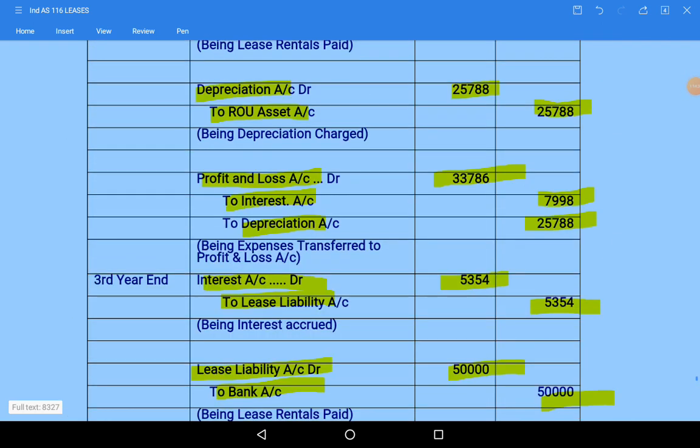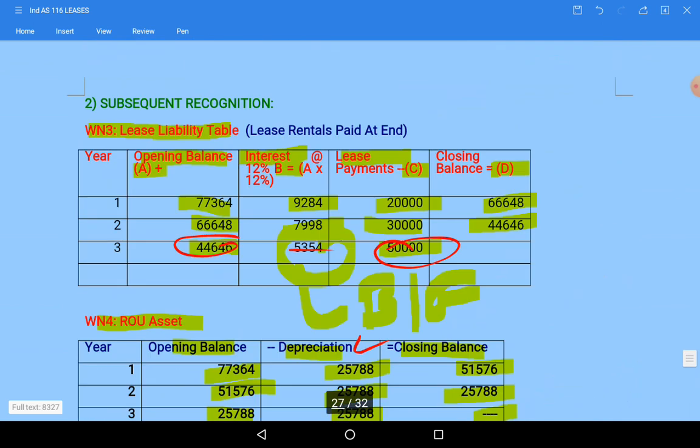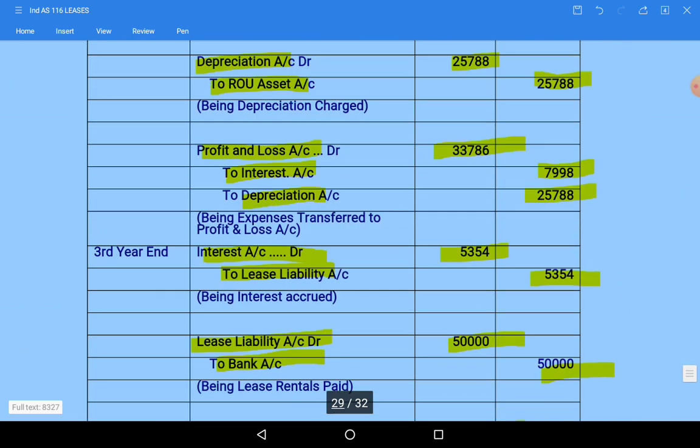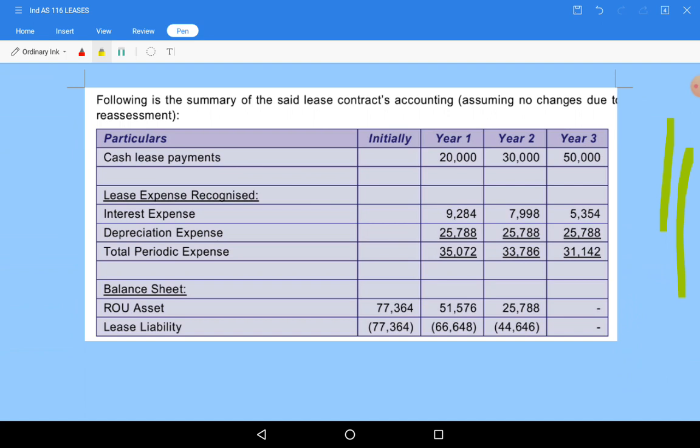See, first we did the working notes, then general entries. Now an extract of financial statements. Following is the summary of the said lease contract accounting particulars: initial, at the end of first year, at the end of second year, at the end of third year. So let us see the summary particulars: initial, first year end, second year end, and third year.